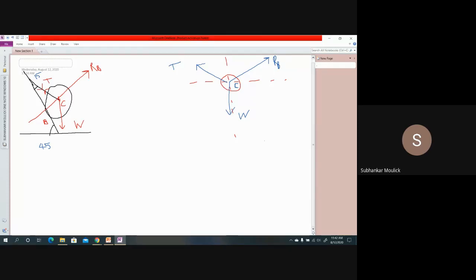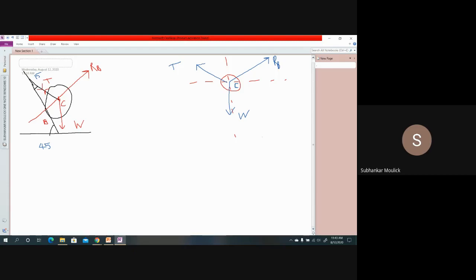You can apply equations of equilibrium also. That is, summation of all the forces along the x direction equal to 0, summation of all the forces along the y direction equal to 0. But you have to use the equation in such a way that you make your problem easy to solve. If many unknowns are there, it will be difficult for you to solve the problem. You have to make your problem easy to solve.